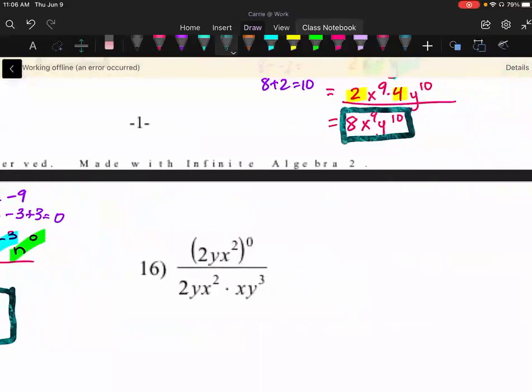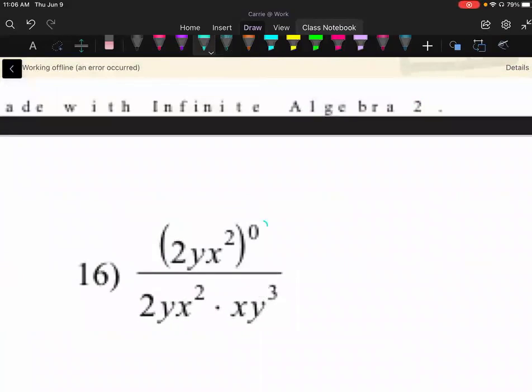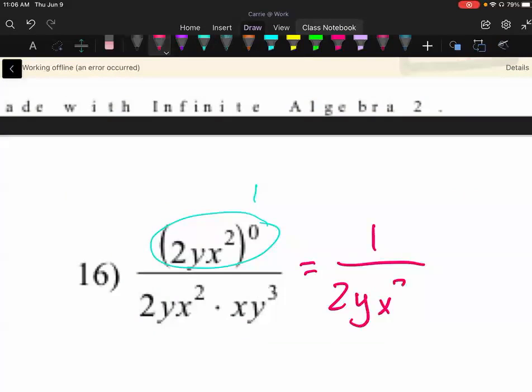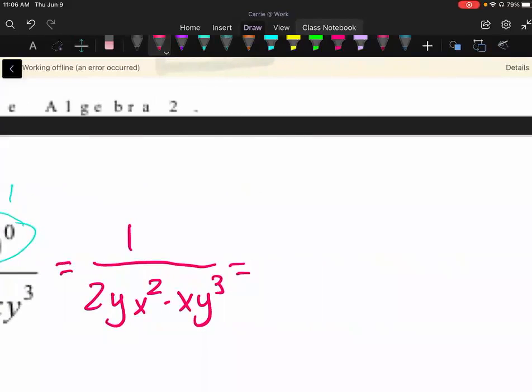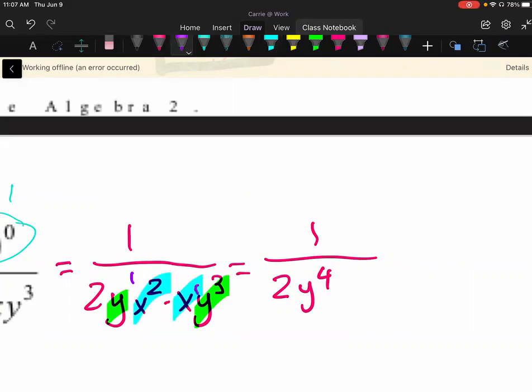All right, last one, number 16. This one's fun because it's to the power of 0, which is just 1. And on the bottom, we're going to get 1 over 2yx squared times xy to the third. And we are going to combine these terms. So it's definitely going to be 1 over 2. And then we want to combine the y's. This is really y to the first, so we're going to do 1 plus 3, which is 4. And then we're going to combine our x's as well. Again, this is really x to the first, so 1 plus 2 is 3. It's going to be x to the third.